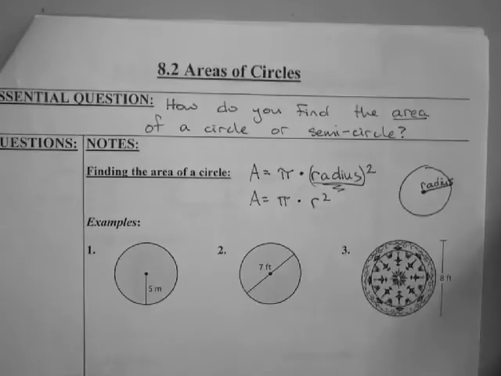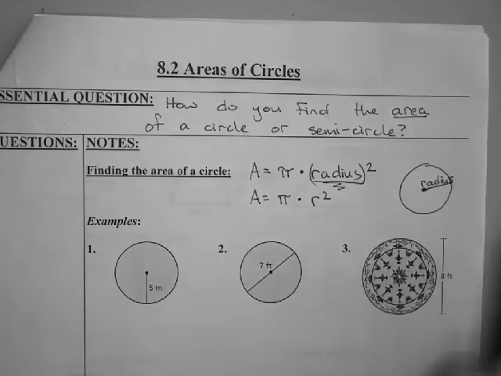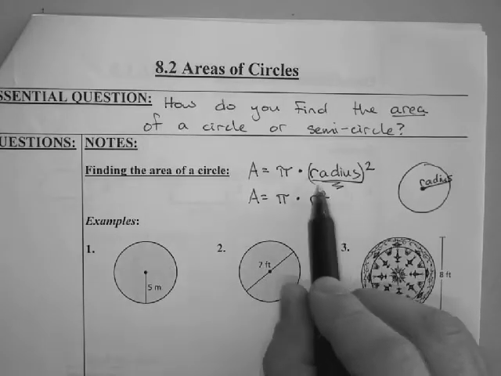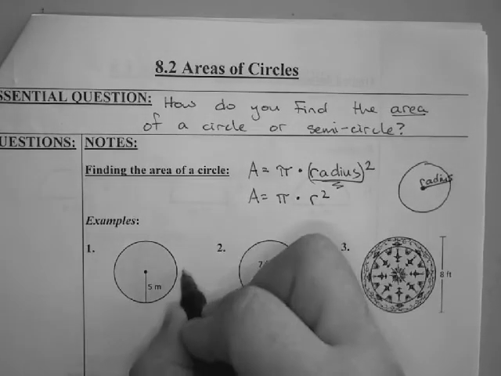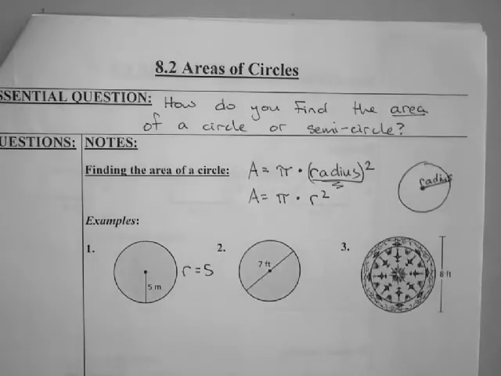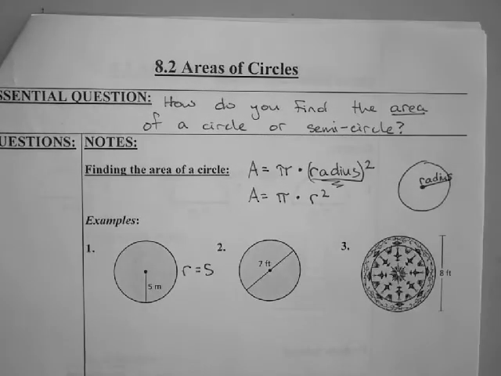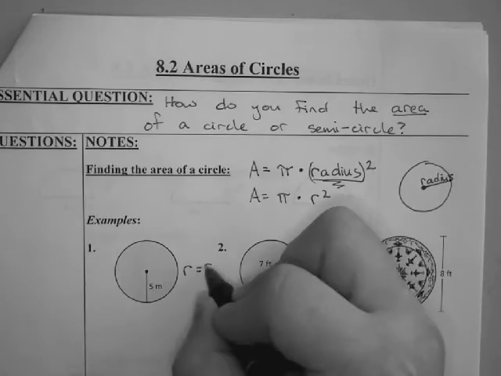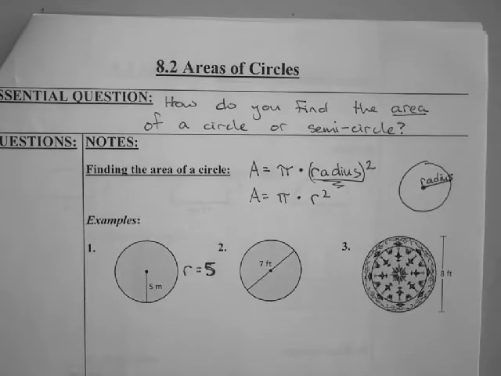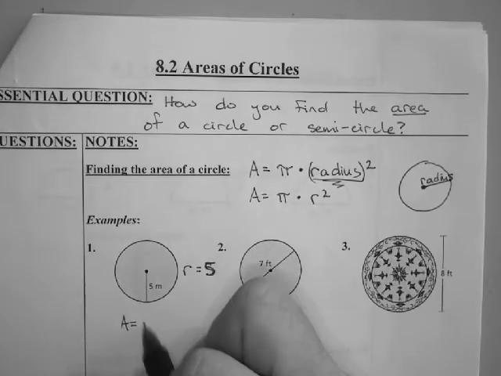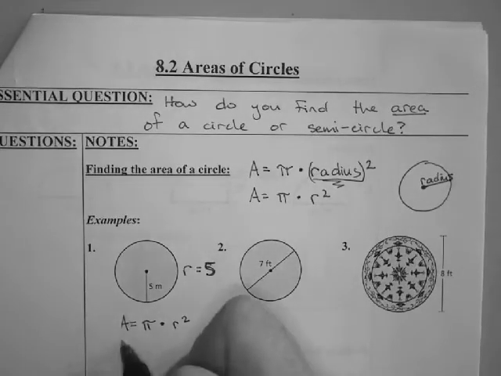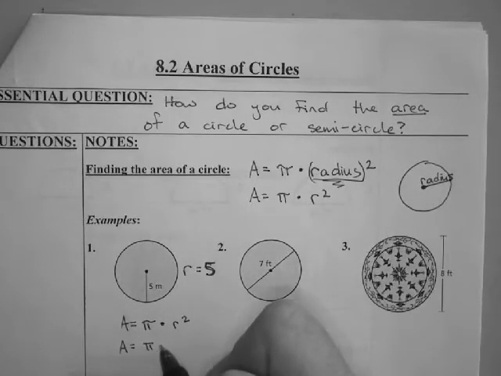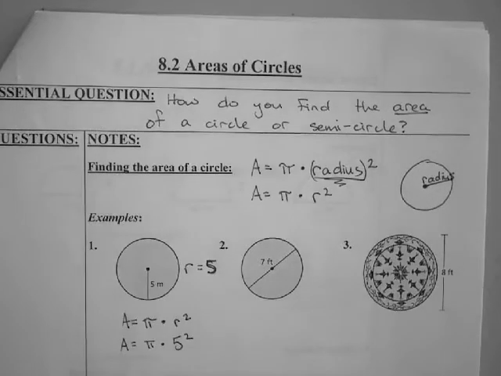What we'll do is first we ask ourselves, do we have the radius? Well, I'm going from the center out, so I do have the radius. So I know my r is equal to 5. So I plug into my equation and I have area equals pi times r squared. So I'd say area is equal to pi times 5 squared.